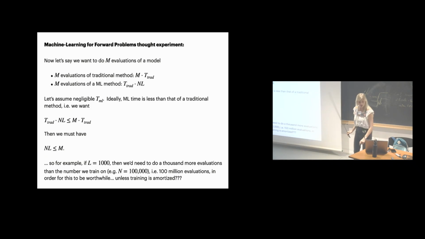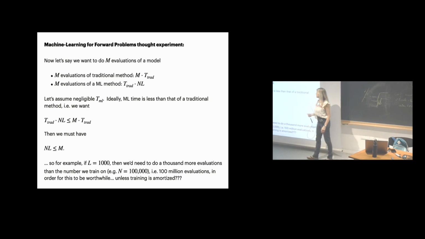Okay, so now let's say that we've done that, and now we want to evaluate our machine learning model with, say, M evaluations of a model. If you have M evaluations of a traditional method, it's just M times T_trad. And if you have M evaluations of a machine learning method, it's just T_trad times N times L. Let's assume that the time to do a forward pass through a neural network is negligible, because that's ideally what everyone's saying, right? We sped it up by a factor of a billion or something, some large number. So let's assume that that's negligible.